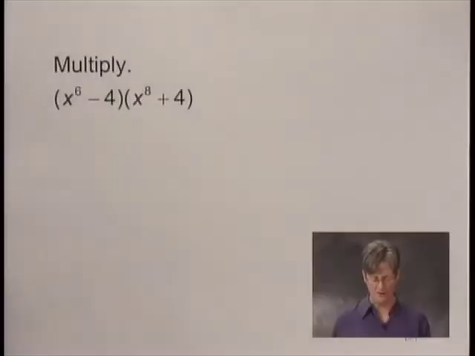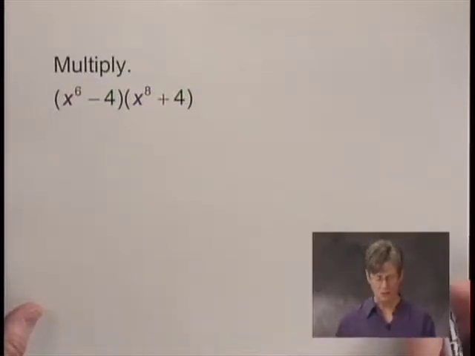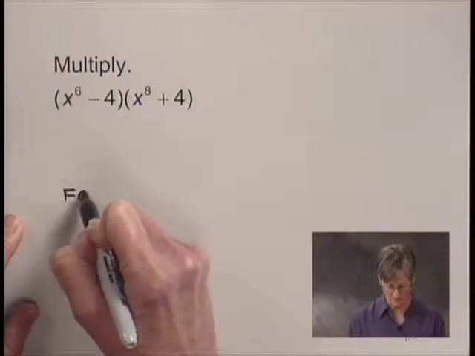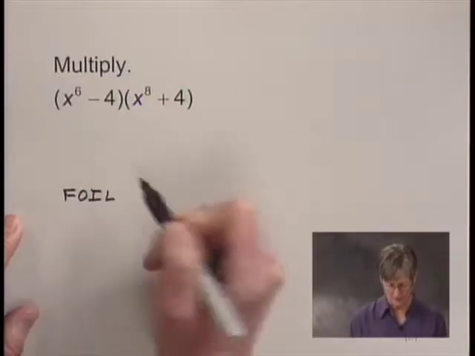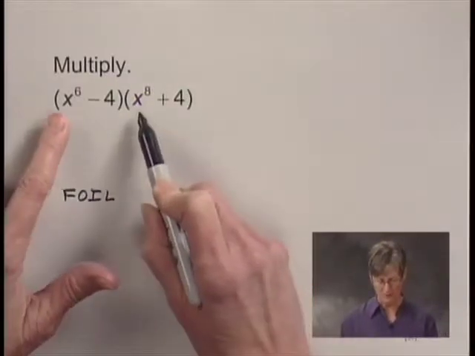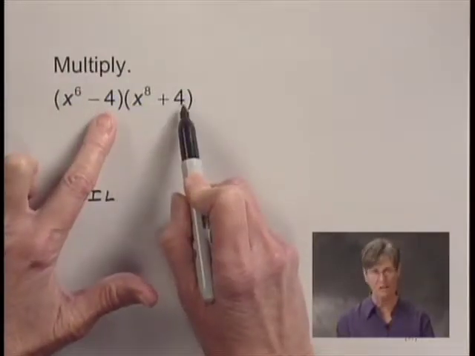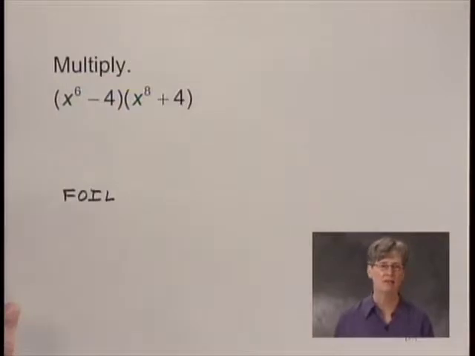We will multiply the quantity x to the 6th minus 4 and the quantity x to the 8th plus 4. Now we've got a product of two binomials here, and we'll do this by using the method that we call FOIL, which means that we'll multiply the first two terms, the two outside terms, the two inside terms, and finally the two last terms. And then we'll look to see if we can collect like terms at the end.